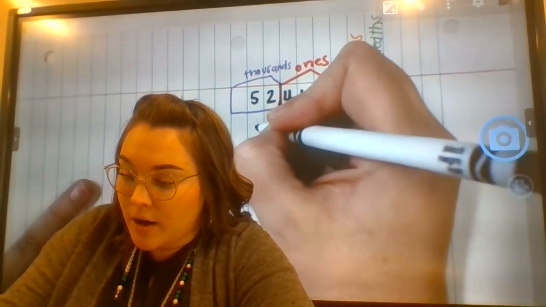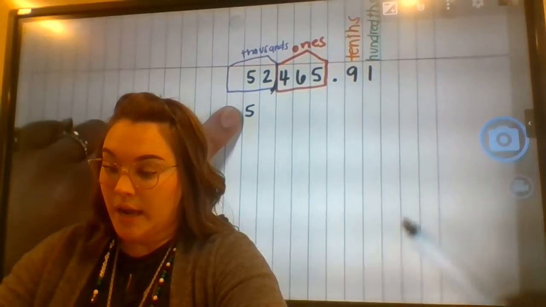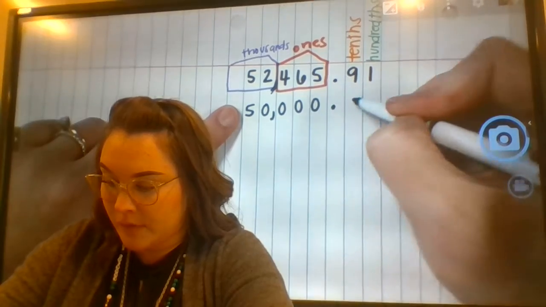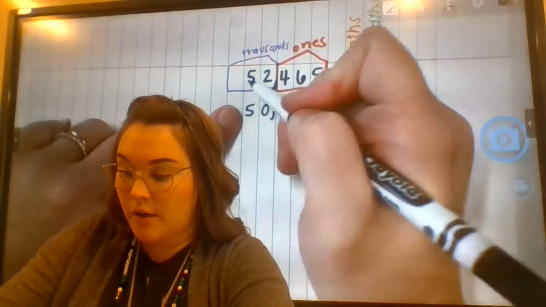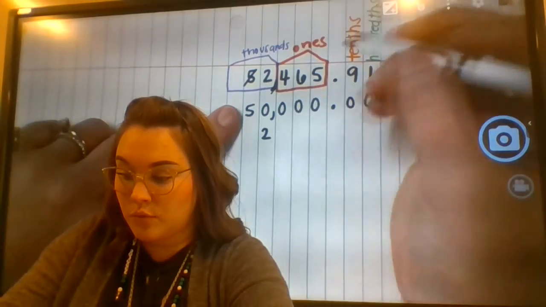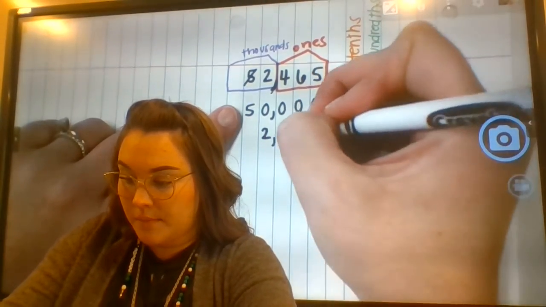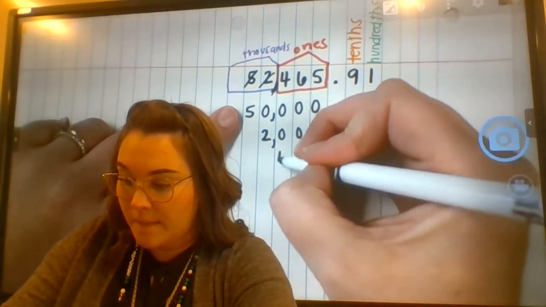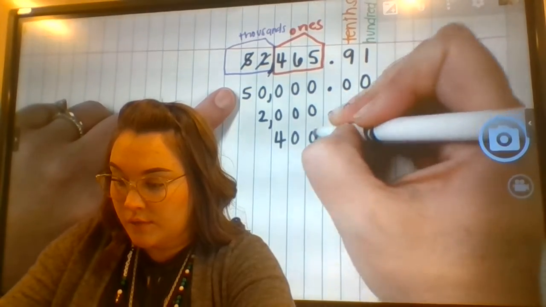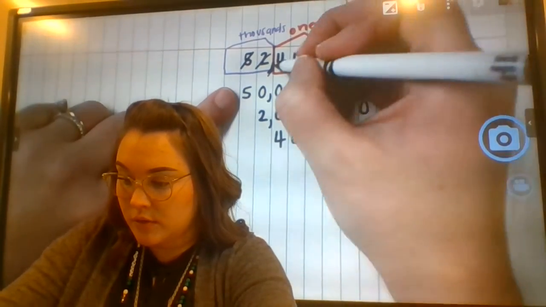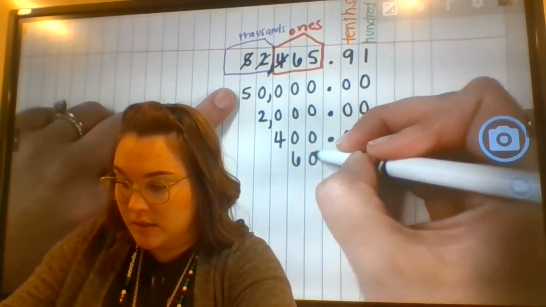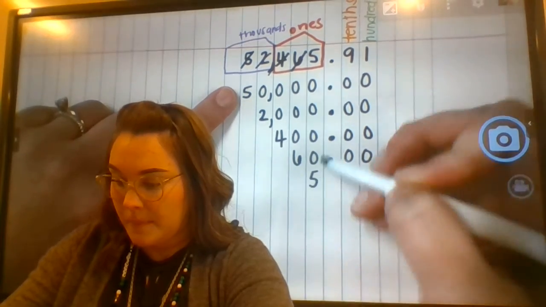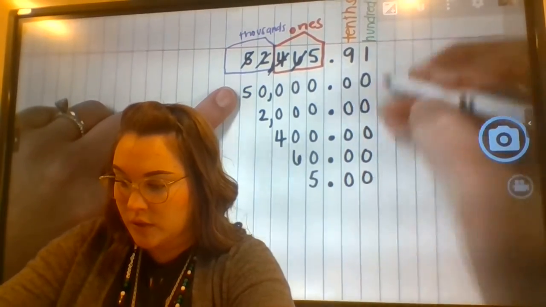So we're going to bring down our 5 and we're going to fill the rest up with zeros. Check it off. Bring down our 2. Fill the rest up with zeros. Bring down our 4. Fill the rest up with zeros. Bring down our 6. Fill the rest up with zeros. Bring down our 5. Fill the rest up with zeros.